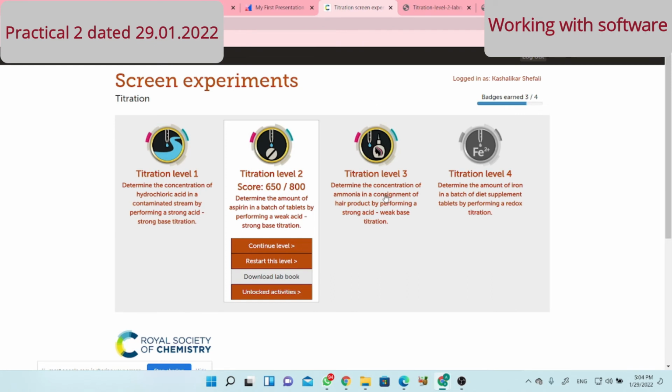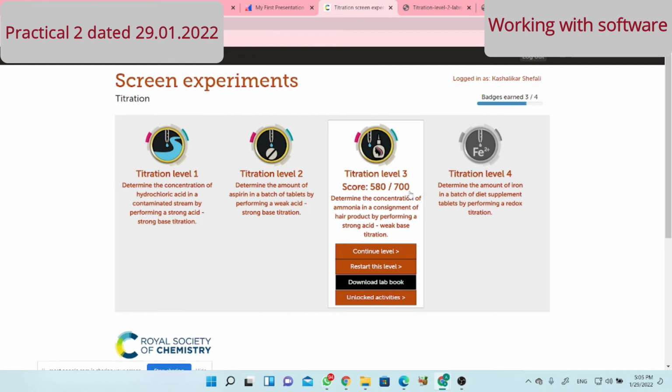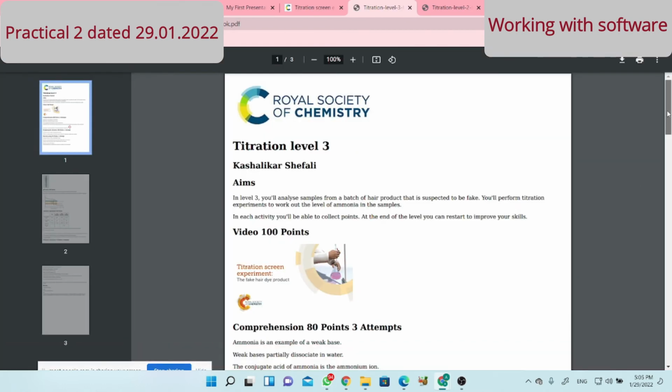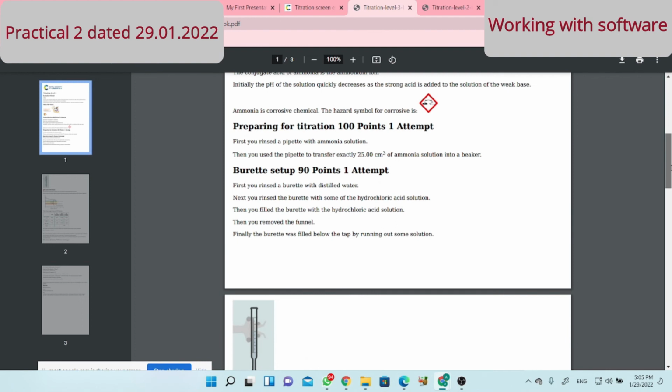Let us see Shefali's work for the third experiment. Out of 700, she scored 580. If I click on download lab book, then her report will get downloaded. The lab book is actually a journal. Lab book means journal. And here all the aims and everything is written. And we generally say, write the aim, procedure, writing. See, writing is one of the parts.